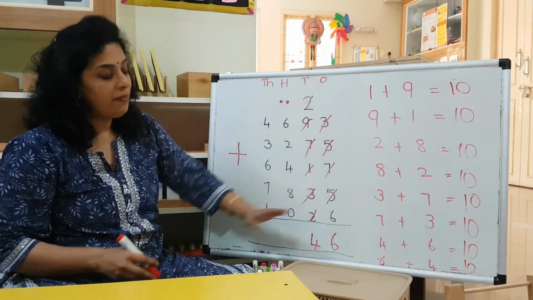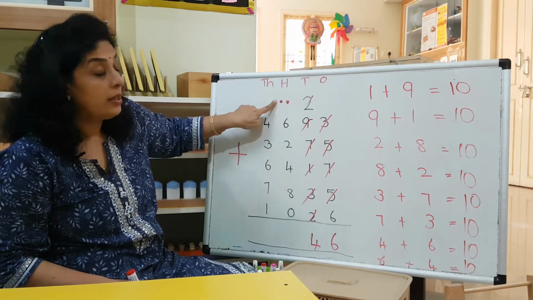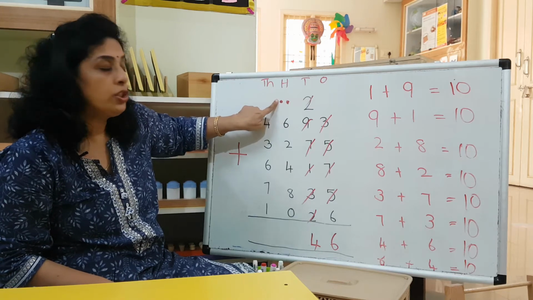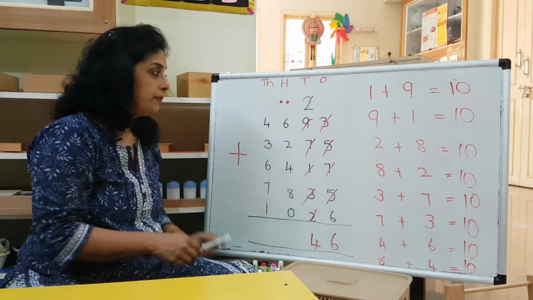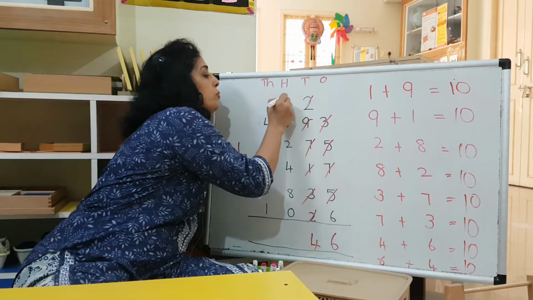Have you finished adding everything? Good. Now let's try this one. The hundreds place. Change this into what number will come here? 2. Let's change it into 2.